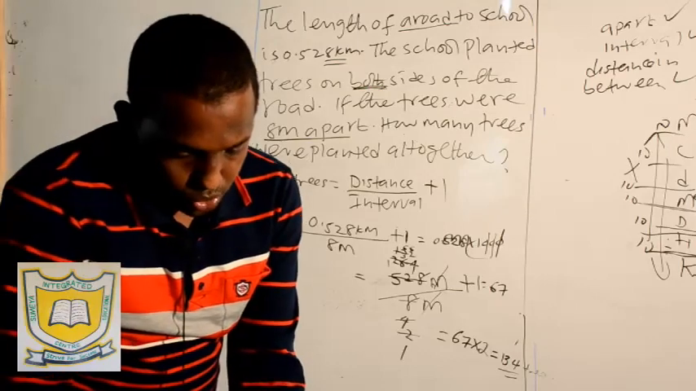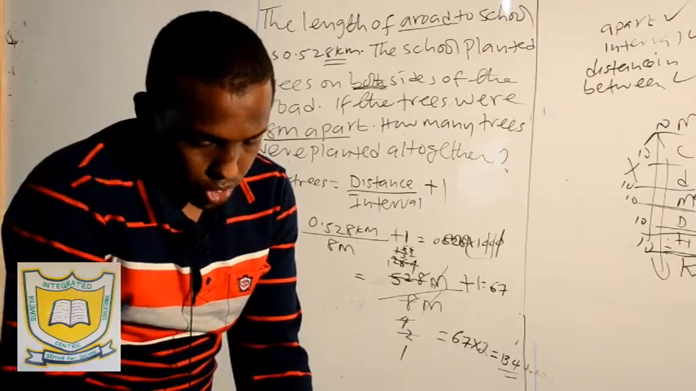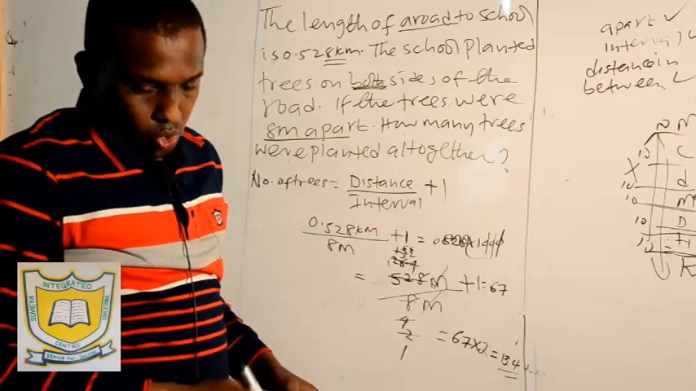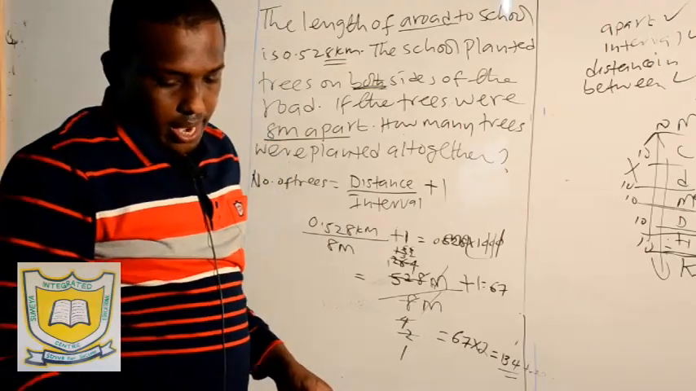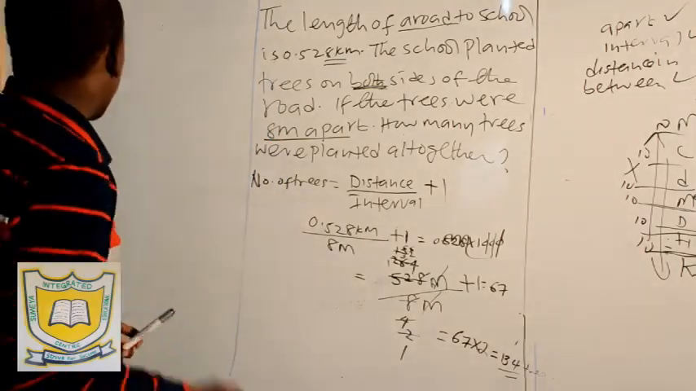There's also another question here we would like to solve. On page 90 there is another question. They said a builder left 10 windows.